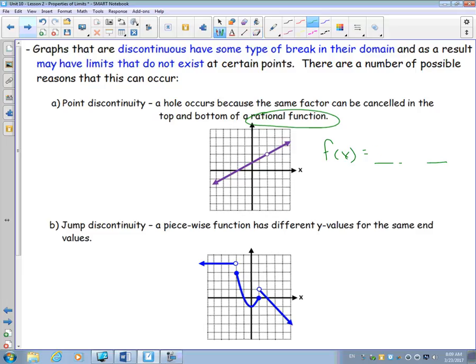Do it the other way around. x minus 2 on the top, and x plus 1 on the top, x minus 2 on the bottom. Okay, this would be a rational function, yes, because it's a fraction, but I can cancel this and this, leaving me with a line. Well, because I canceled something, that means there was a hole. And there was a hole specifically at x equals 2, the part that was canceled out.